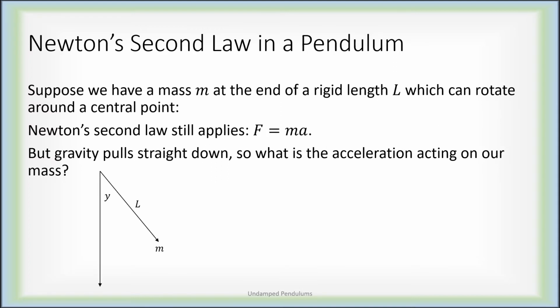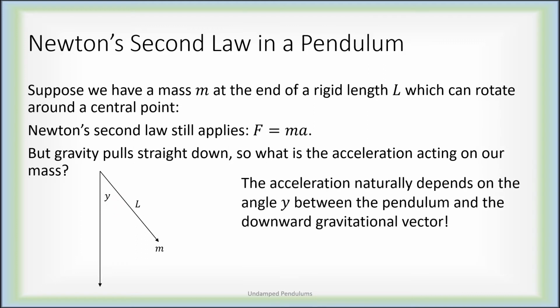So here's our system. Okay, we have gravity pulling straight down, but our mass is at the end of something of length L, and y is going to represent that angle here. Now the acceleration really depends on the angle between the pendulum and the downward gravitational vector. For example, if the pendulum is just hanging straight down with no initial velocity, gravity isn't going to do very much. It's just going to pull straight down, but I'm already pointing straight down. On the other hand, if I'm all the way out here at a 90-degree angle, gravity pulls very much on the pendulum.